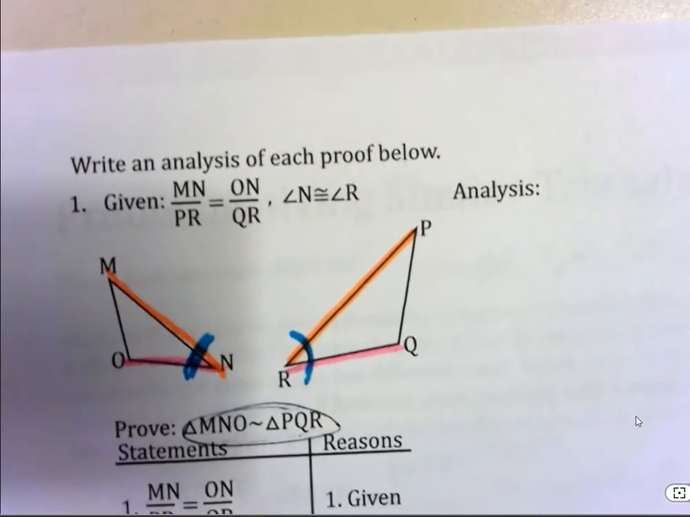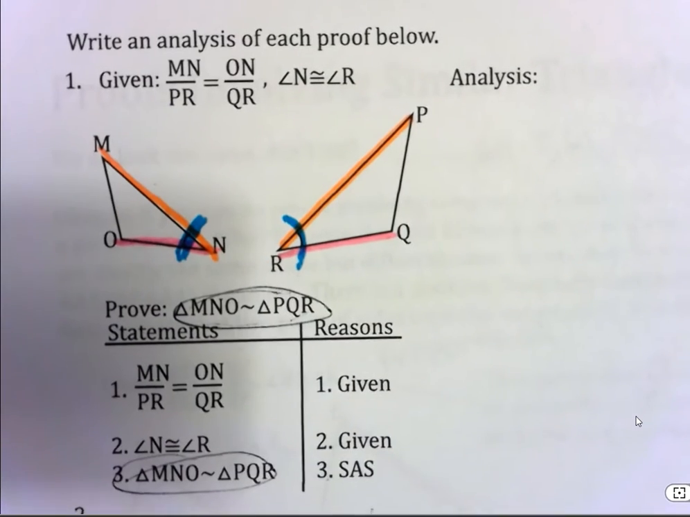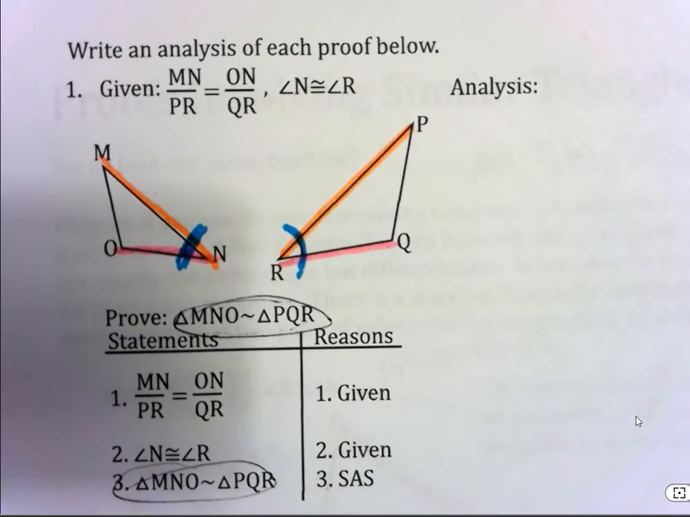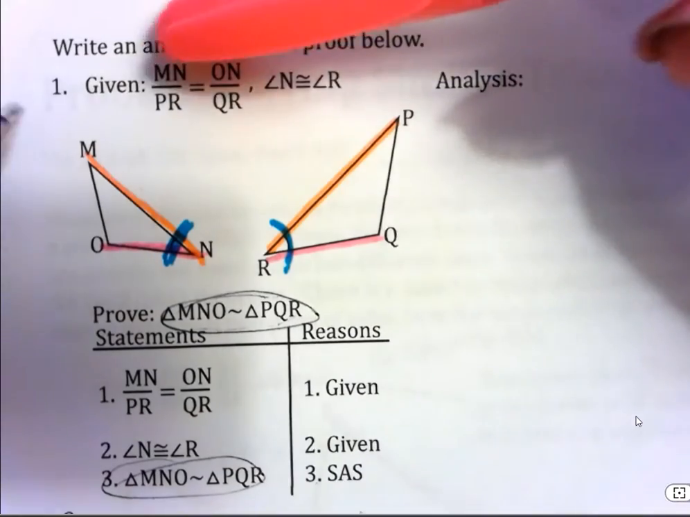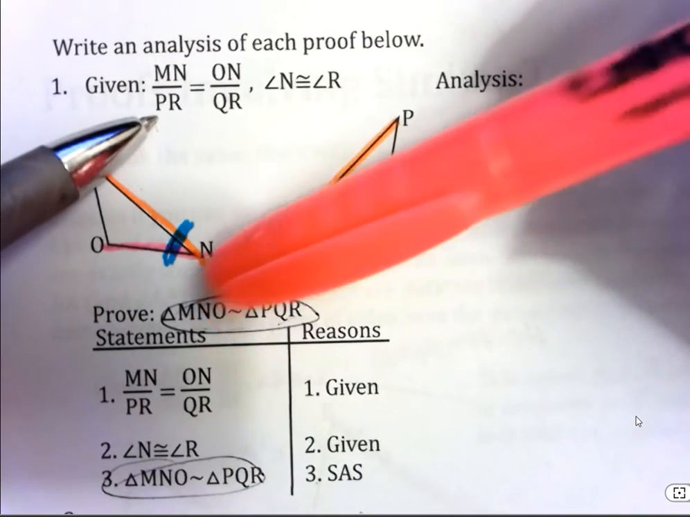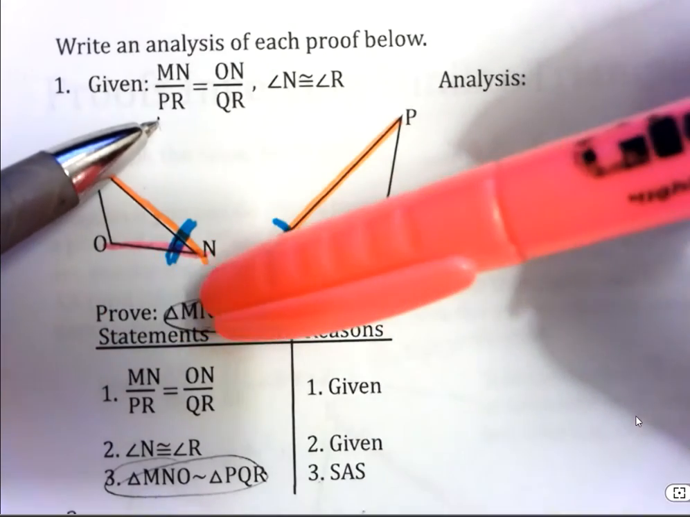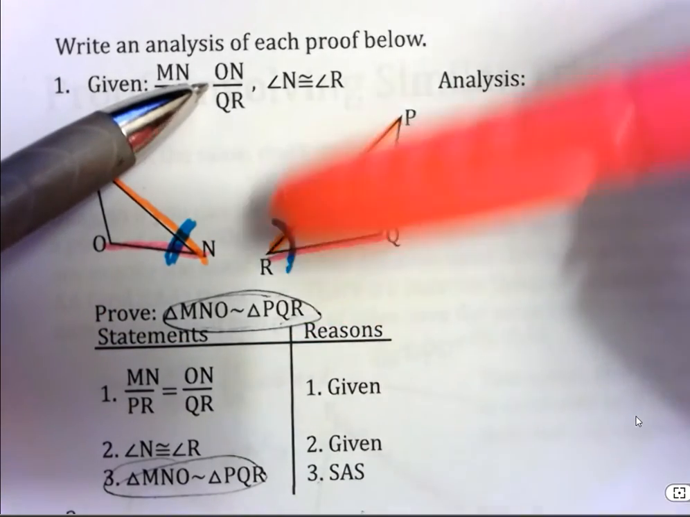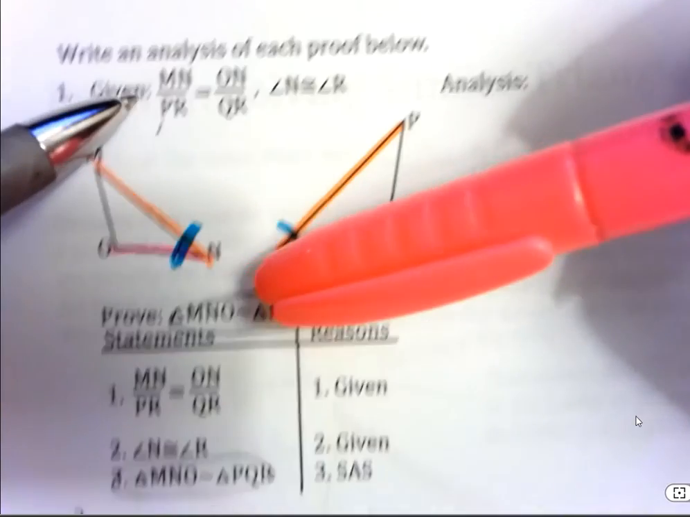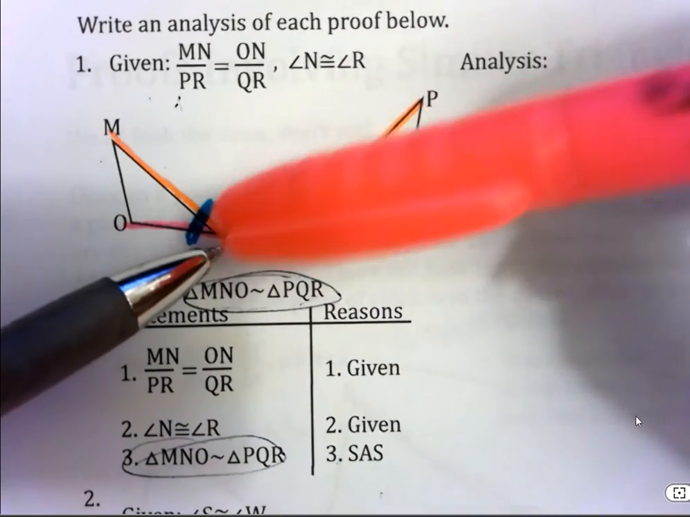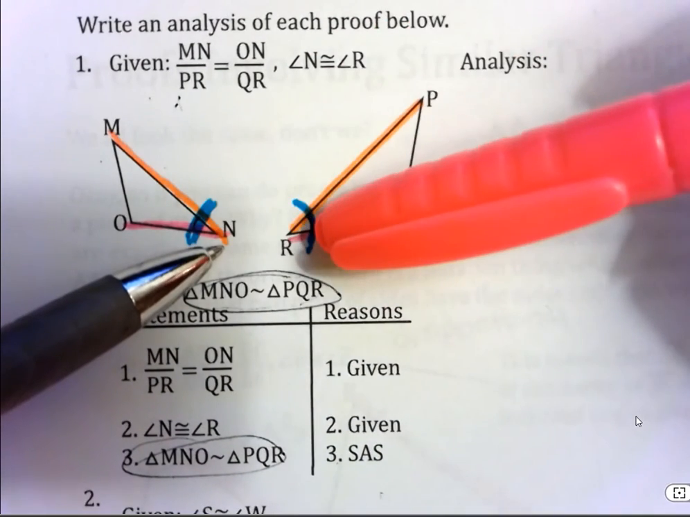Alright, another example. Make sure I get the entire example on the screen. You are given that MN over PR, that ratio, is equal to ON over QR. So those two sides are proportional to one another, and you're given that angle N is congruent to angle R. And we need to prove that the two triangles are similar.